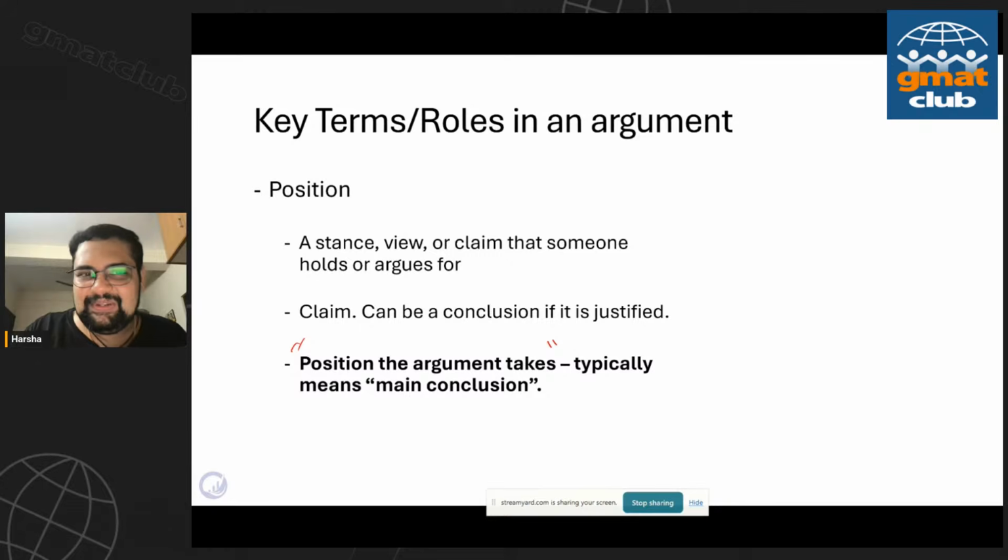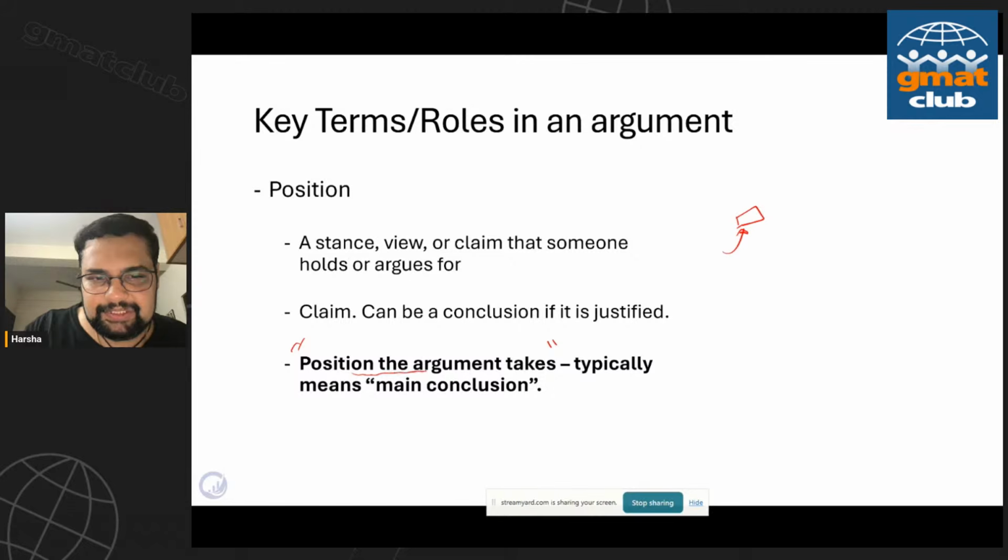So position is also under the bucket of claims. It's technically the viewpoint which I have. So I might take a position on a certain argument. I believe that veganism is not as healthy as it looks. Now that's my position on veganism. That's my view on veganism. That's a position. That's a claim, right? When would that position be a conclusion? If I justify my position using some reasoning. So it's practically same to same as claim.